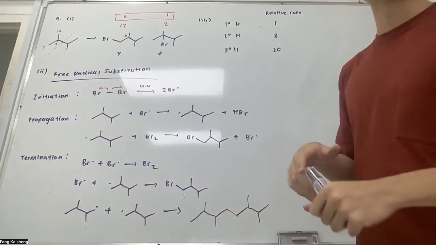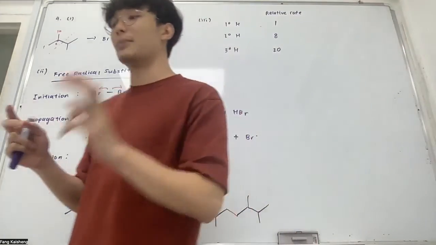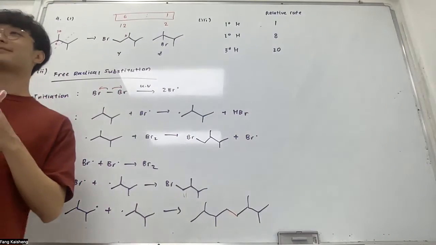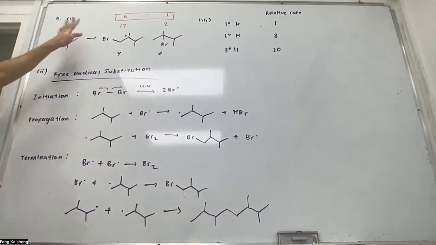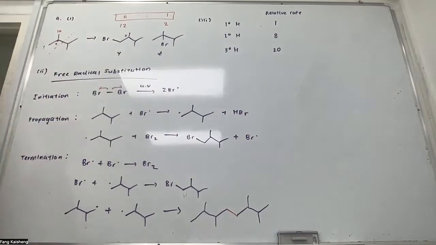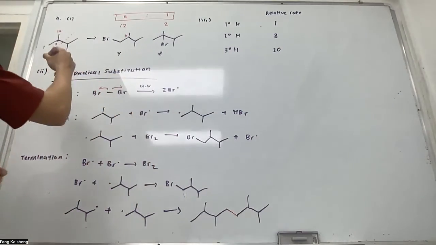So you take a look at this. Between primary, secondary, and tertiary hydrogens, from our own knowledge, which one is the most reactive? Tertiary. We went through all our predictions that we did just now, 12 is to 2, 6 is to 1. All this is based on one assumption. Can you remember what that assumption is?